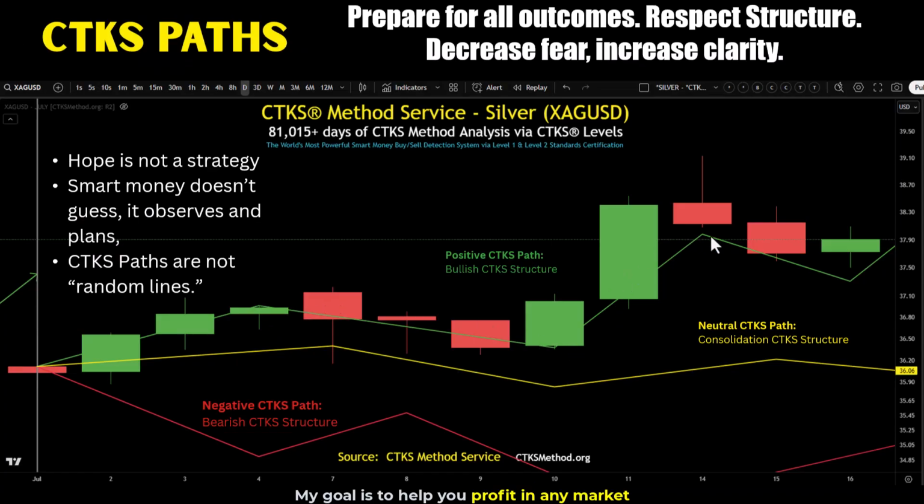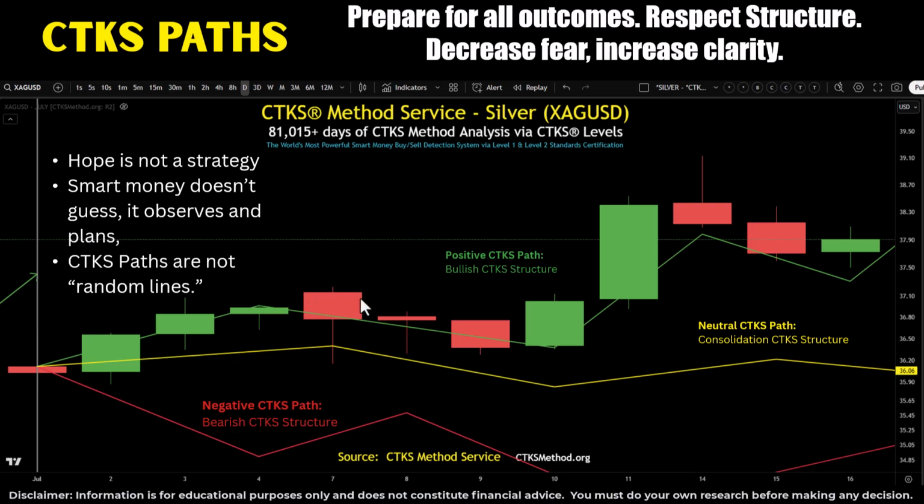These CTKS paths are covered off in the video to the monthly service members. So you're seeing behind the paywall. If you were trading and investing in silver, you can see how well silver has matched the structure of silver. Typically what people do, they just hope and pray things go in a certain direction. We don't do that here. We just follow structure, we trust in structure, and these lines are not random. The key is to prepare for all outcomes, respect structure that decreases fear and increases clarity.